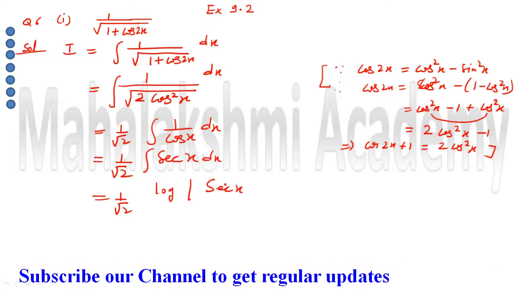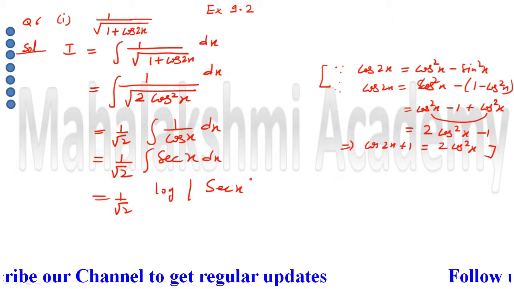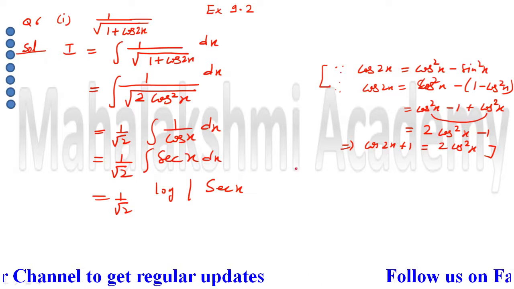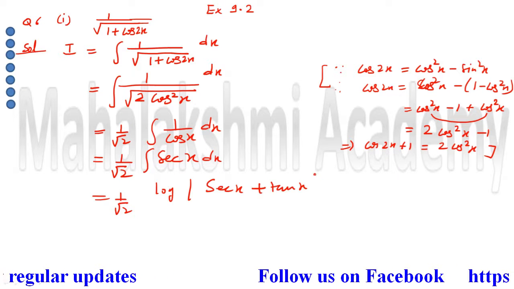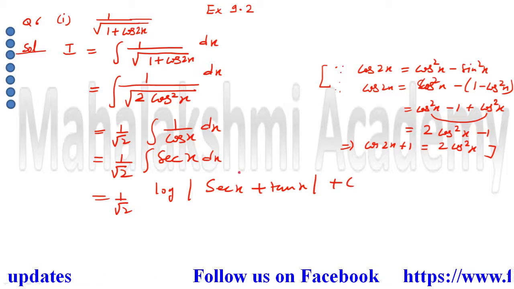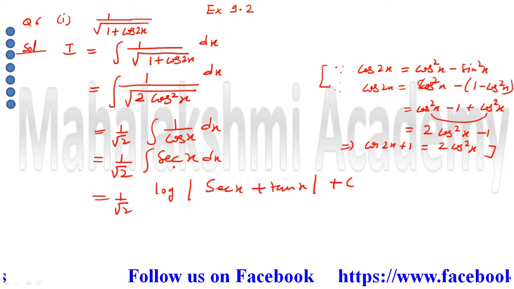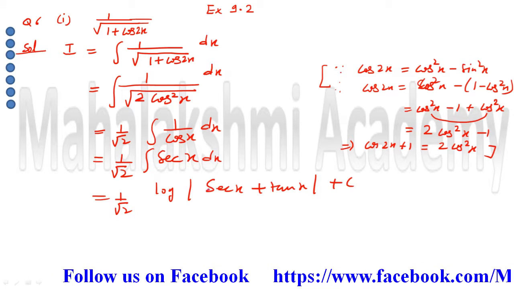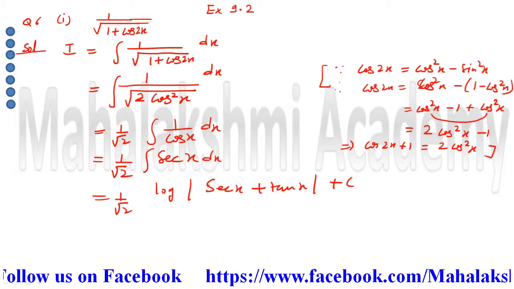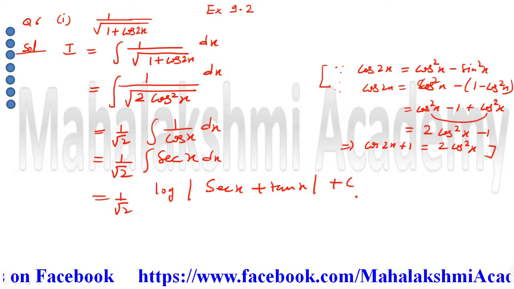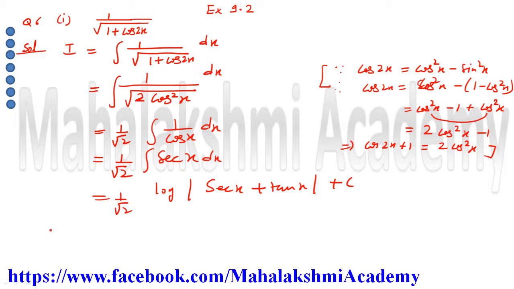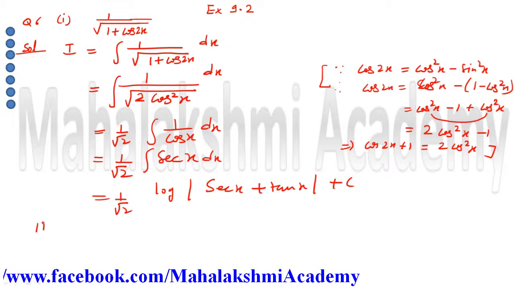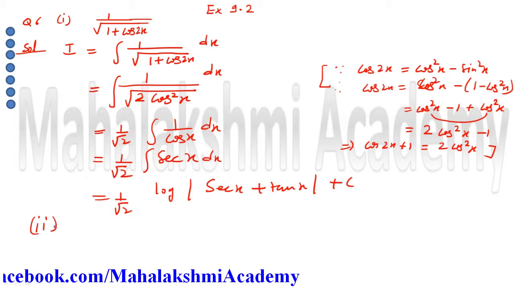sec x plus tan x plus c. So it's a direct formula of integration of sec x, that is log mod sec x plus tan x. So this question, the first part, is completed. Now we move to the second part of the same question, question number 6, the second part.